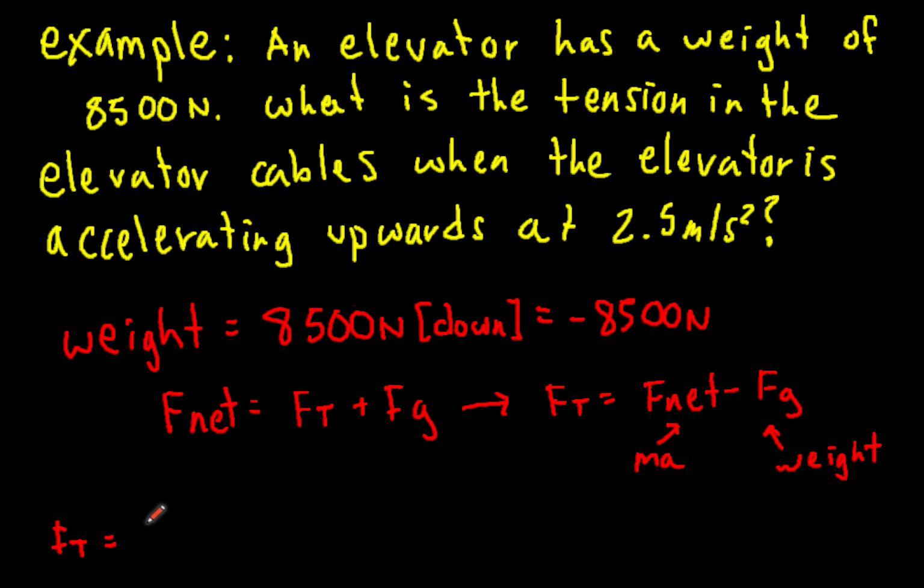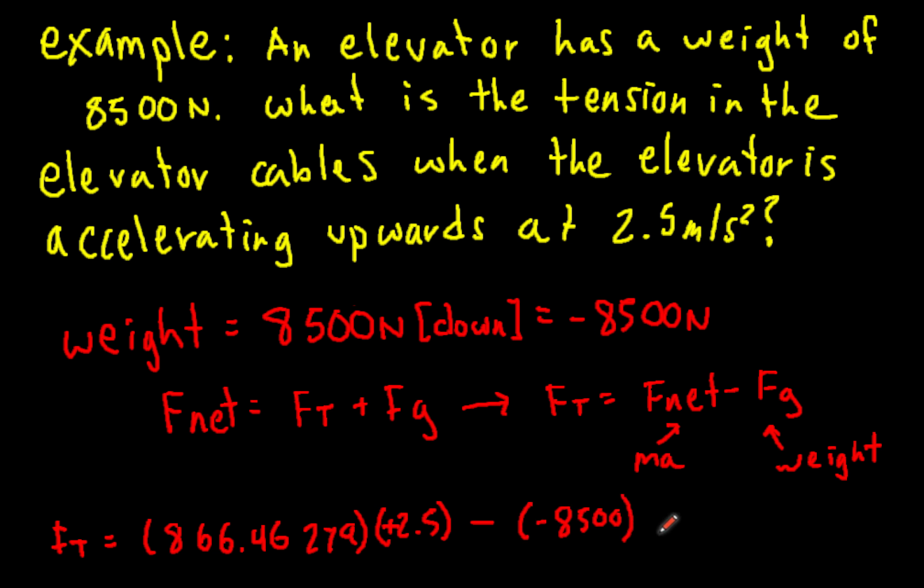So force of tension is 866.4279 kilograms times the upward acceleration of 2.5. This is positive because it's up. Minus the weight, which is negative 8,500. Don't forget weight is negative, or your answer will be wrong. 1.1 times 10 to the 4 newtons is the force of tension in the cable.